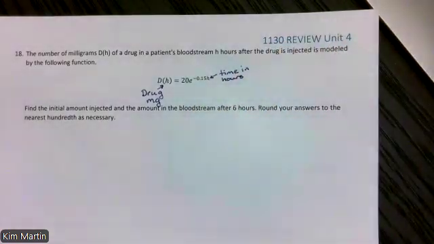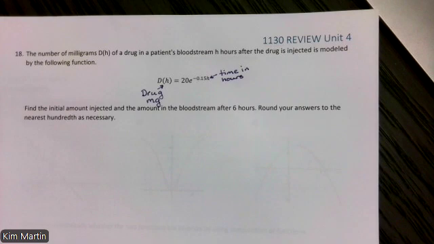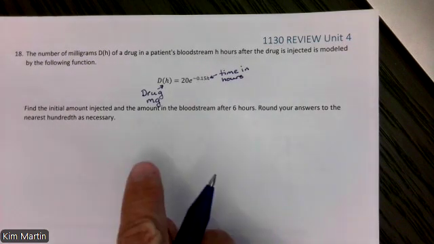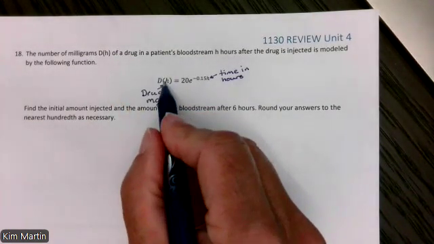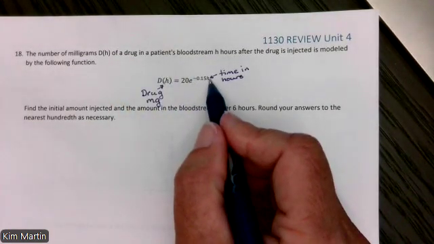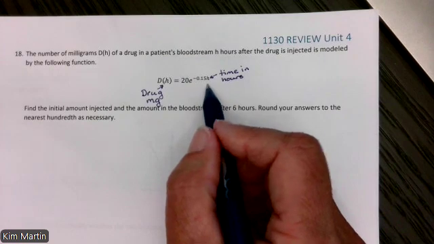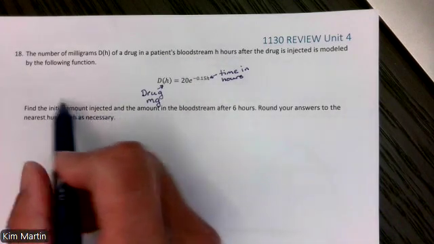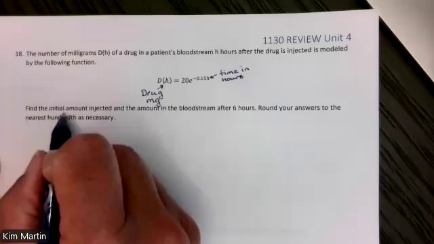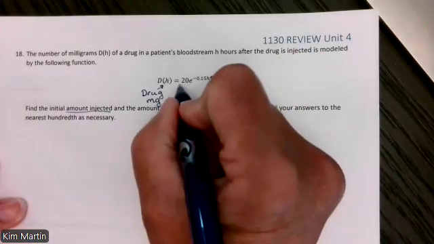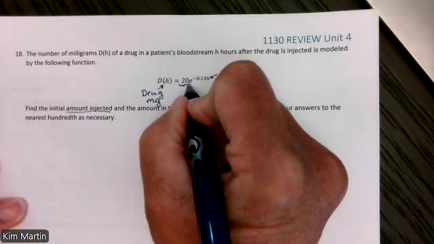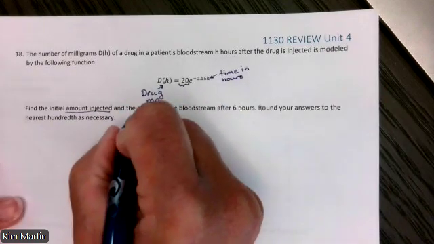Okay, that's why we read the word problems. So now, whatever they give us in the next sentence or our question, we're going to put that number here or we're going to put it here. Just depends on what they give you. Okay, so it's asked for two things. Find the initial amount injected. Well, just like before in the two problems before, that's the initial amount.